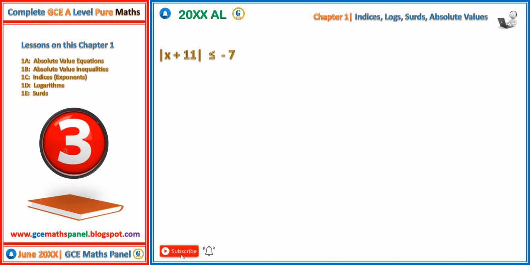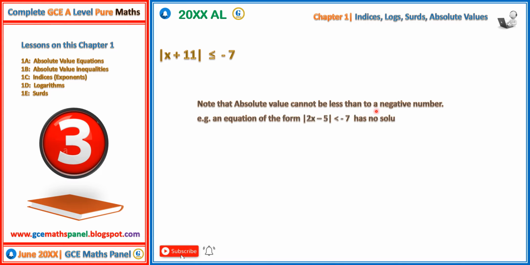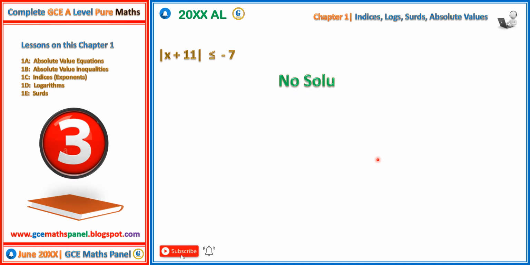There is something I would like you to observe here. Look at this value here. On the left hand side, we have an absolute value. This means this number here is positive. Now the question is, can a positive number be less than a negative number? The answer is no. So what is the solution to this problem? We know that absolute values cannot be less than a negative number. For example, the absolute value of 2x minus 5 absolutely cannot be less than minus 7. So this particular problem has no solution. There is no solution because it is not possible.